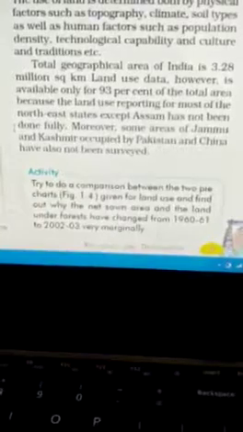The reason behind this is that land use reporting for most of the northeastern states has not been done. We know there are seven sisters, seven states in the northeastern part. Except Assam, the calculation of land has not been done fully. For Assam they have done it fully, but for the other northeastern states they have hardly done anything. Maybe there are many obstacles over there.